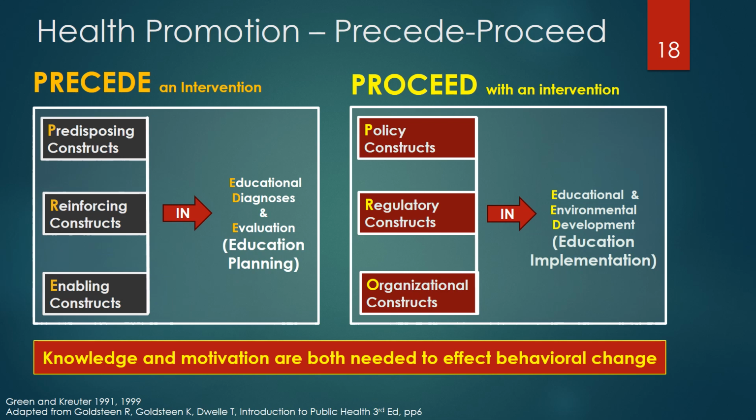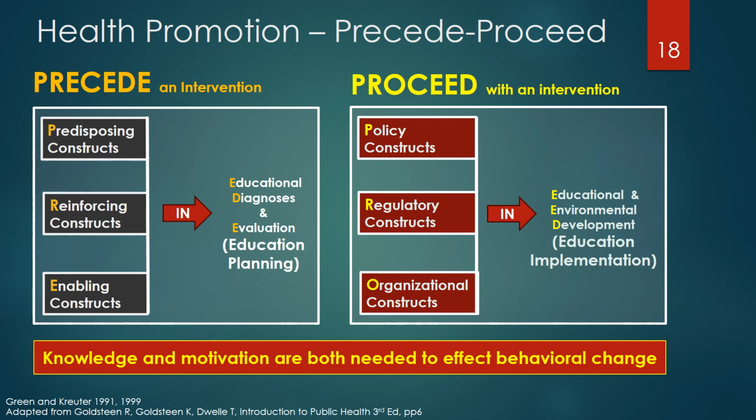By and large, health promotion programs use Green and Kreuter's PRECEDE model for conceptualizing community health promotion and planning. PRECEDE was developed in the 1970s. PRECEDE stands for predisposing, reinforcing, and enabling constructs in educational diagnosis and evaluation, essentially education planning. As its name implies, it represents the process that precedes or leads up to an intervention.